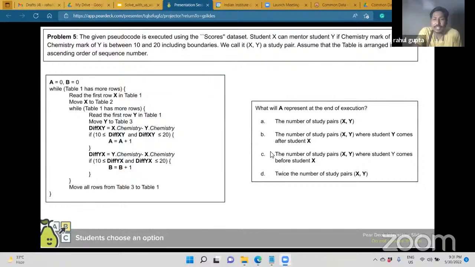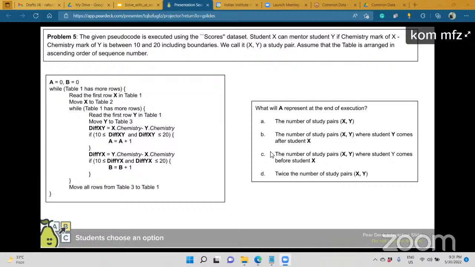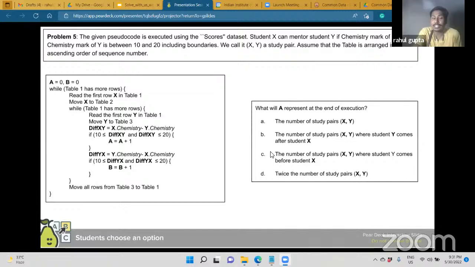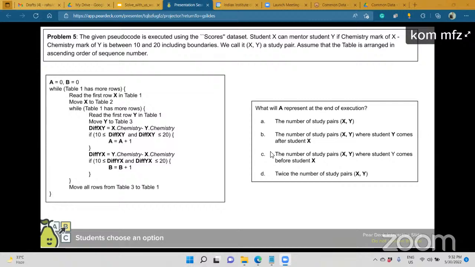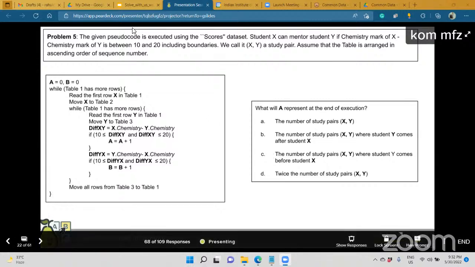X comes before Y. So why negative? Sir, because it is arranged in ascending order. That is the ascending order of the sequence number, not the marks. We have to know what sequence A represents at the end of execution. We have to answer for A, not for B, na sir. That's why it is B. His question is about the ascending order, and that is the sequence number, not the marks. Oh, I understand. But even then I think the answer is C.